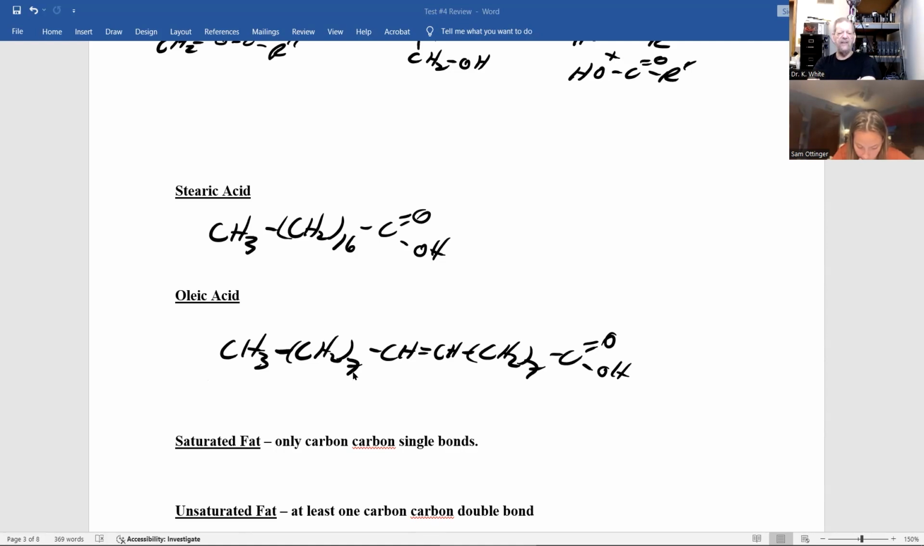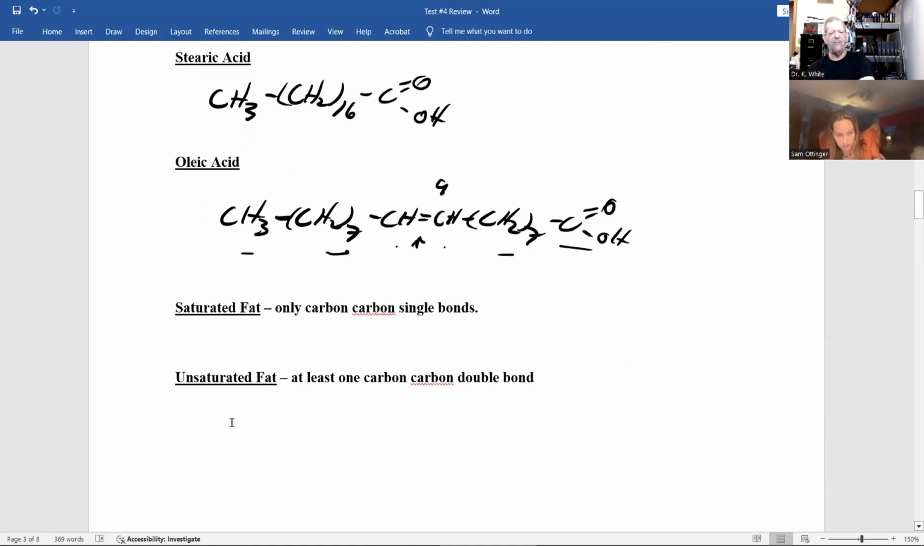And it's also got 18 carbons. However, at carbon 9, there's a double bond. So you have carboxylic acid, 7 carbons, these 2, 7 more, and a methyl at the end, 18. And if I ask on a test, draw the structure of oleic acid, that's what you need to do.